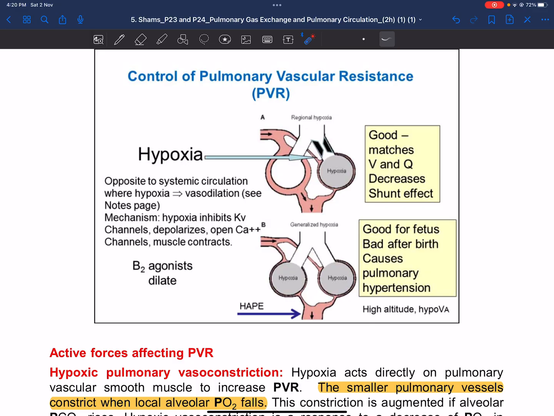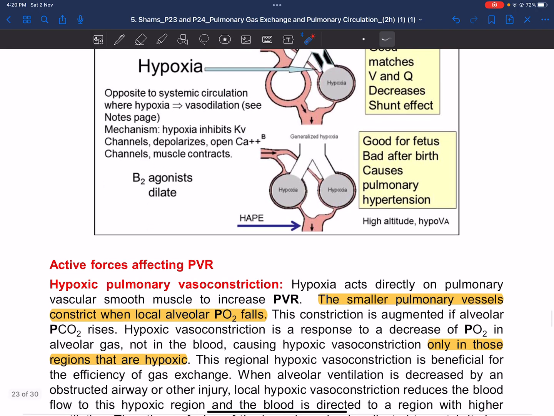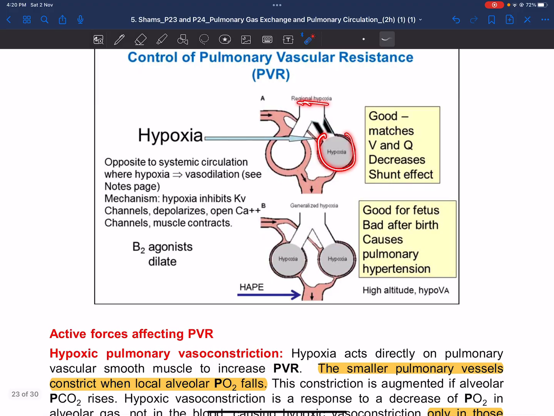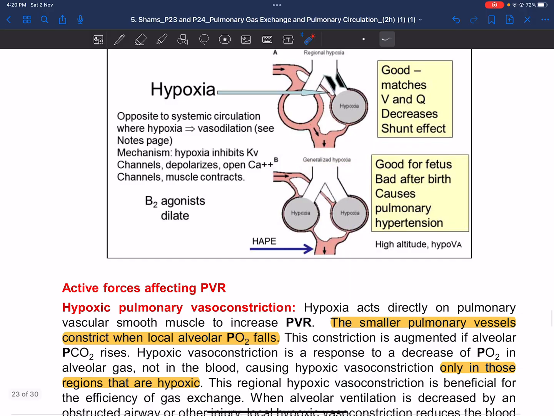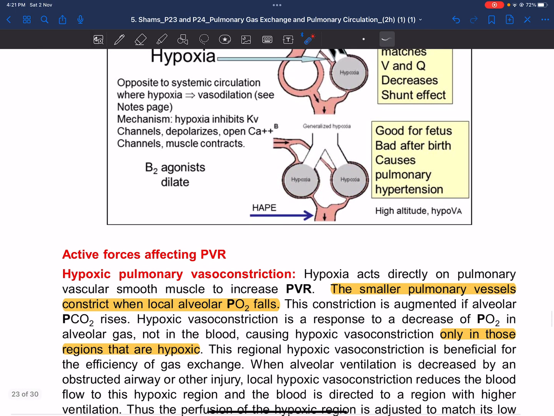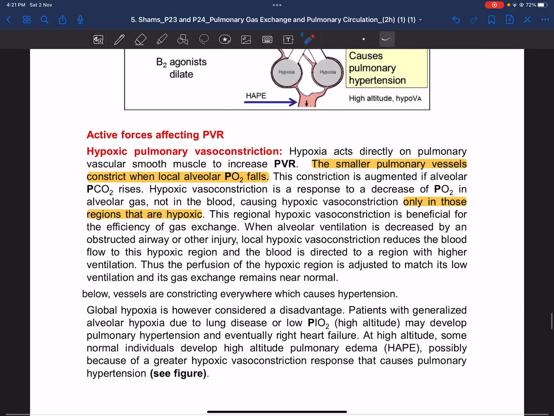The goal of blood coming to an alveolus is for gas exchange. If it's hypoxic and there is no oxygen, then there's not going to be any gas exchange, which causes blood to go over here. And since this is getting constricted, more blood's coming over here, so more gas exchange. That's regional, where one area of your lung has low oxygen. In generalized hypoxia, this is bad because all the regions in your lung are hypoxic, which causes all the vessels to constrict. All these vessels constricting causes hypertension.